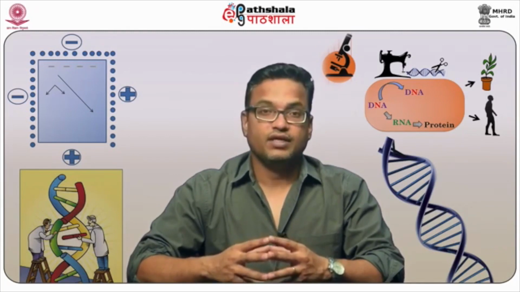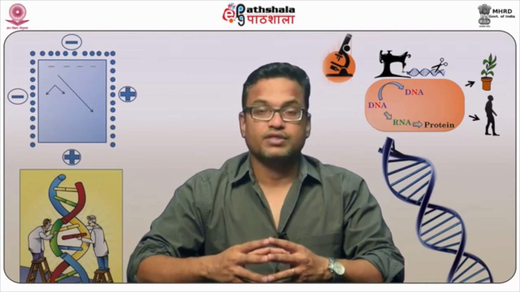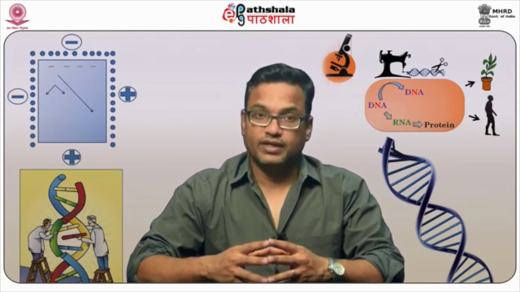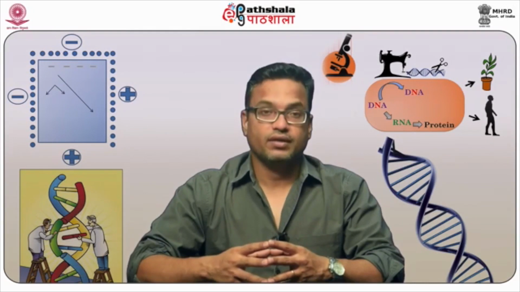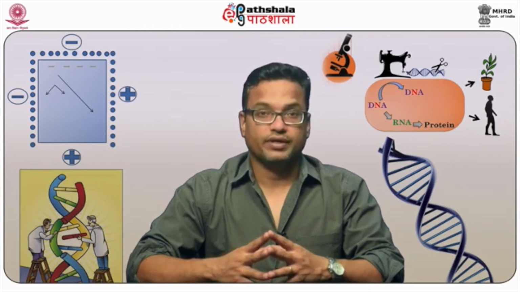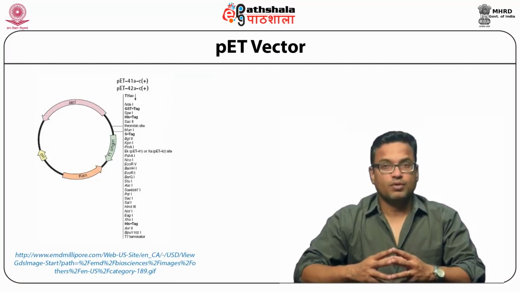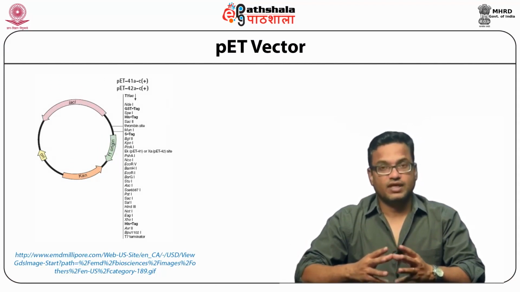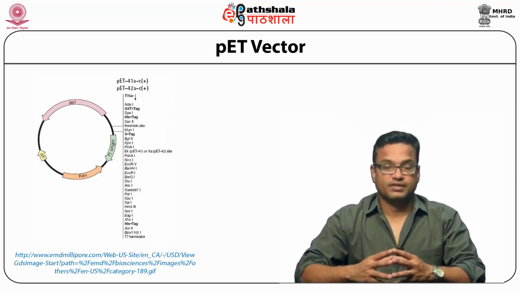So in that case, the BL21 DE3 cells, which are used for the expression of pET vector, have a chromosomal copy that codes for T7 RNA polymerase, which is under the control of lac operator. pET vector is the most commonly used bacterial expression system. There are several others also. Just for the sake of simplicity, I am using pET vector as an example here.